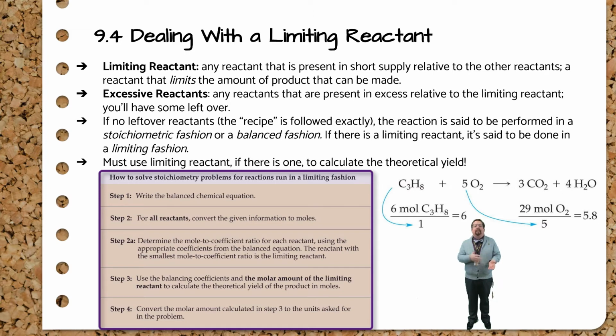If you want to find the theoretical yield, you just convert the moles of your limiting reactant to moles of products, and then convert that to grams, molecules, or whatever the problem is asking you for.